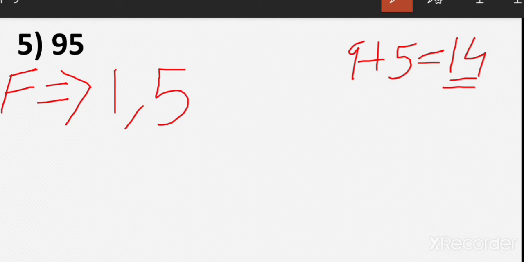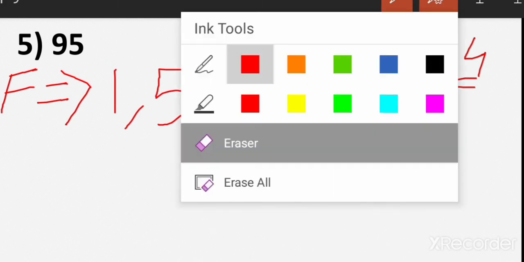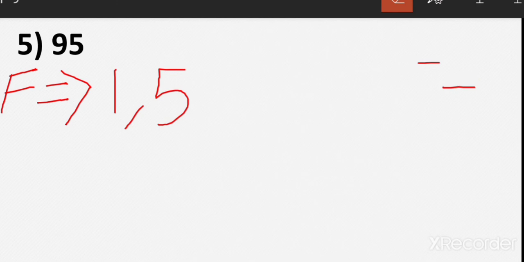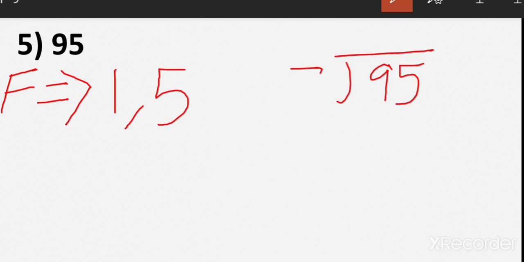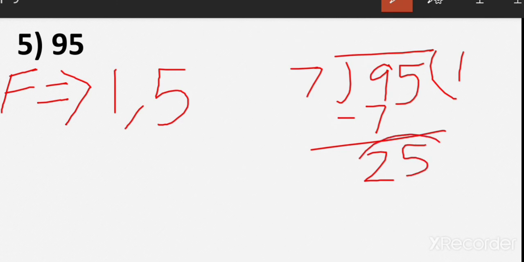By 6, no, because it is not divisible by 2 and 3. So it will not be divisible by 6 also. By 7, I have to check. What you can do? You can do the rough work and you can check. So let's divide 95 by 7 and we are going to check. 7 ones are 7. I'm getting 25 and 25 is not coming in the table of 7. So 7 will not be the factor.